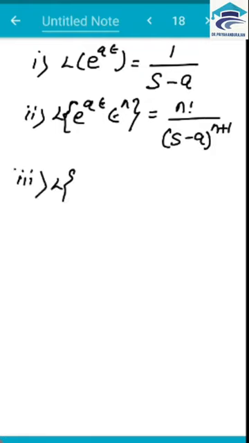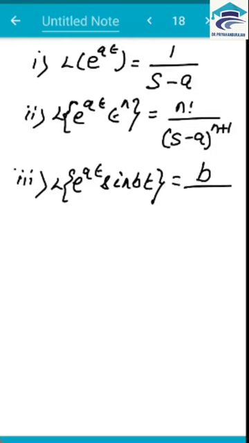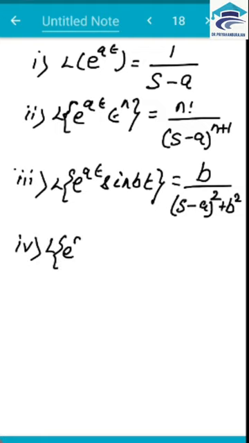Similarly, L of e power at into sin bt. What is L of sin at? It is a by s squared plus a squared. Here we have sin bt and we have the exponential term, so instead of a we have b. So this can be written as b by, instead of s we shift it, s minus a the whole square plus b square.